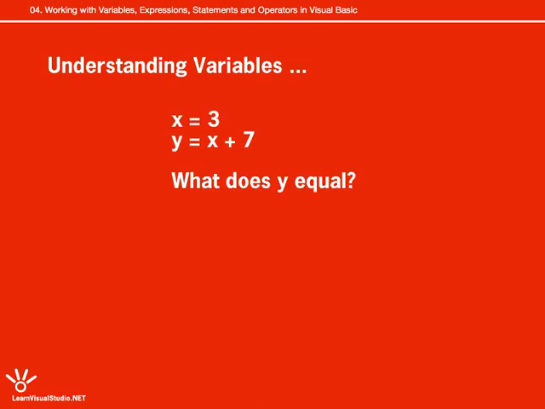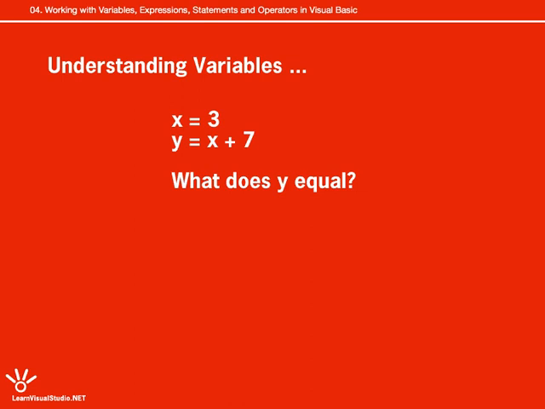We'll start by talking about one of the building blocks of code, which are variables. If you remember back to high school algebra, you might remember a math problem that looks something like this. X equals 3, y equals x plus 7. So what does y equal? Now in this problem, there are two variables. There's x and there's y. And we can easily see that because x equals 3, that y should equal 10.